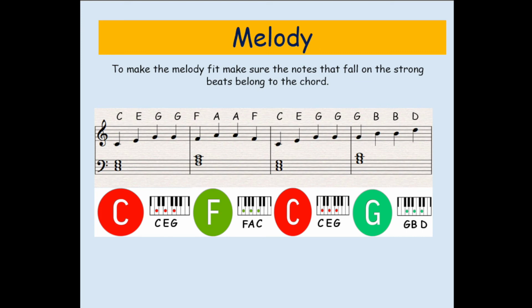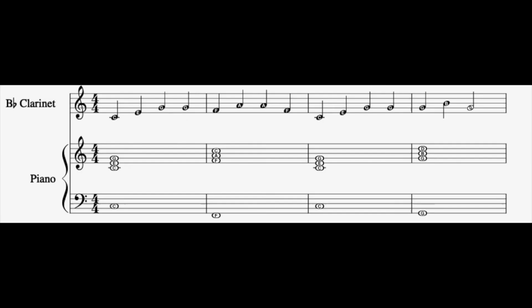The next thing will be to create a melody to fit with my chords. To do this, you must make sure that the notes that fall on the strong beats belong to the chord. You can see in my example, all of the notes of the melody are from the accompanying chords. So for example, in the first bar, the chord is C major, which has a C, E and a G in it. Therefore, I've only used these 3 notes to build my melody in this bar, and so on with the others. This is what my melody sounds like for the first 4 bars.